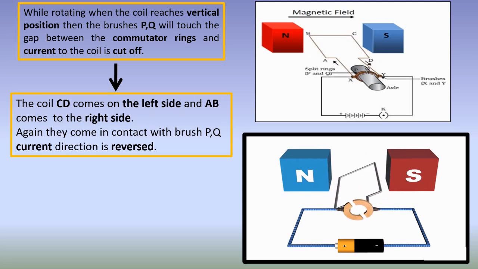So students, just understand that due to this direction of the force, that is now AB is rotating upwards and CD is rotating downwards, the coil will continue to rotate in the anti-clockwise direction due to reversal of current.